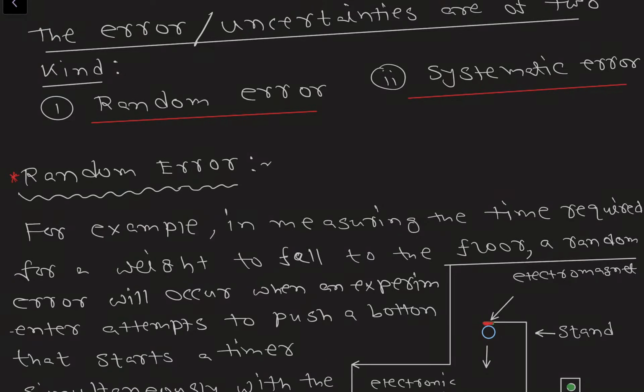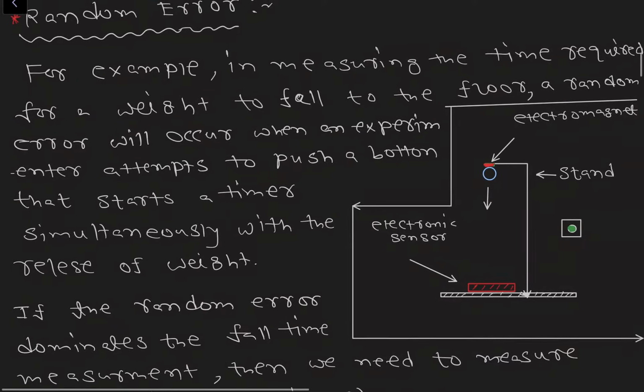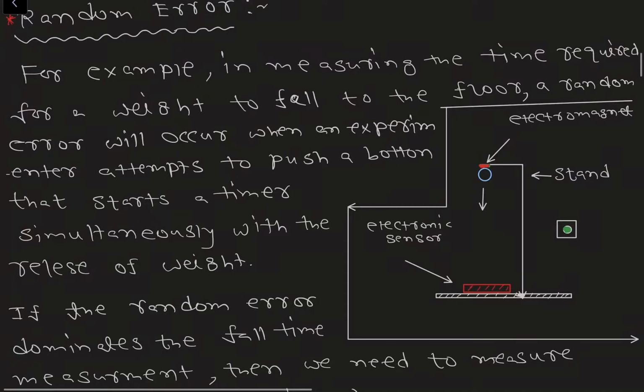Now first let us come to types of uncertainties. There are two kinds of uncertainties, or two kinds of error. One is random error, one is systematic. First let us come to random error.